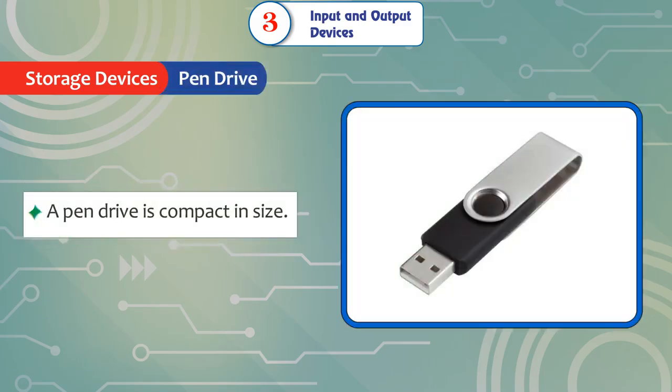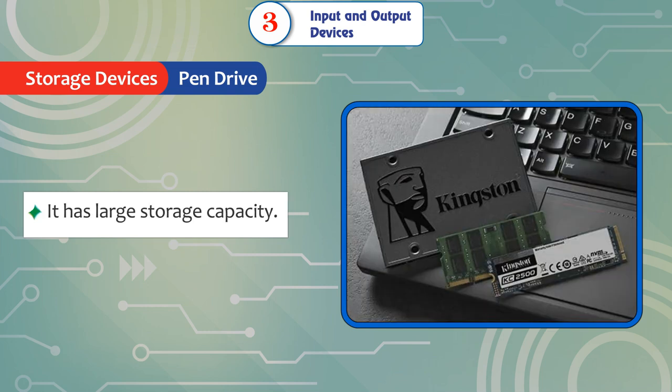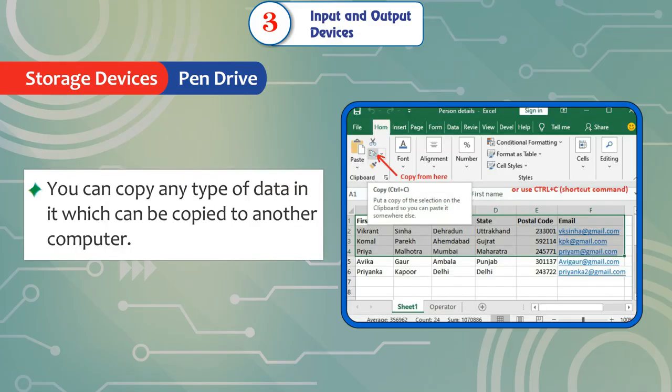Pen drive. A pen drive is compact in size. It is also known as flash drive. It has large storage capacity. It is easily portable. You can copy any type of data in it, which can be copied to another computer.